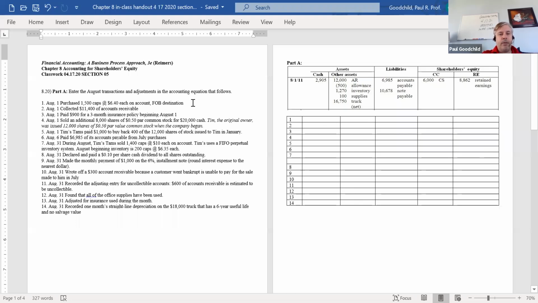Okay. So August 1st, purchased 1,500 caps. I'm assuming these are hats at $6.40 on account. So let's do the math on that. 6.4 times 1,500 is 9,600. Now this says FOB destination, which essentially means it's not their obligation until they receive it. But having read through all of the other transactions, we have to assume that it comes in sometime in August.